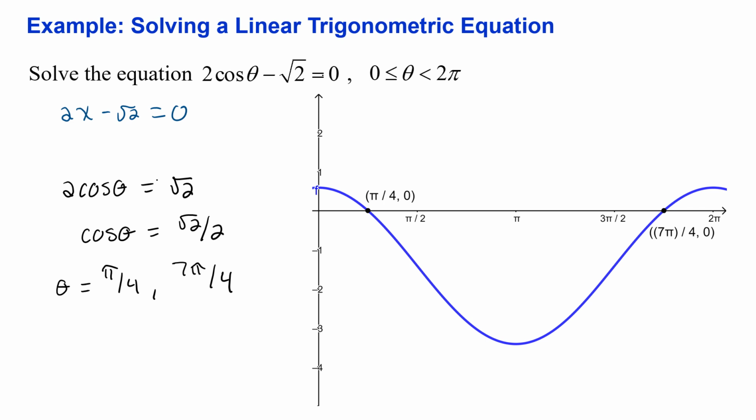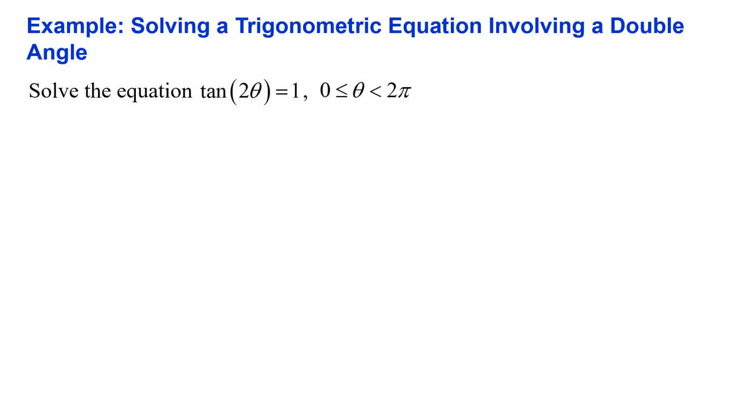Our graph displays the two roots as x-intercepts, right, when y equals 0, at x equals pi over 4 and x equals 7 pi over 4. In this example, let's consider solving a trigonometric equation involving a double angle.